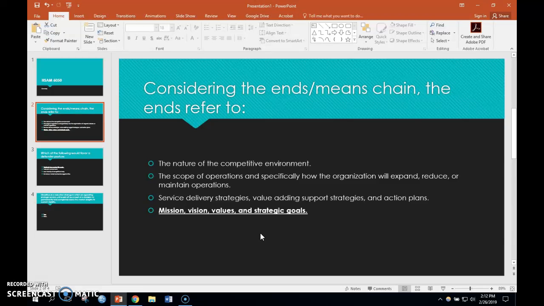What are we doing? What means are we taking to ultimately get to the ends, which is our directional strategies, mission, vision, values, strategic goals. That is what our ends are. And then we'll take action through implementation strategies, competitive strategies, market entry strategies, and adaptive strategies to ultimately get to those ends. So the correct answer here, the ends refer to mission, vision, values, and strategic goals.